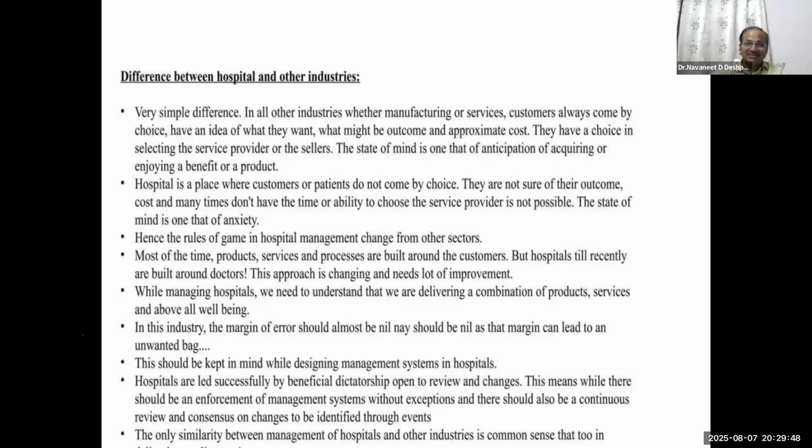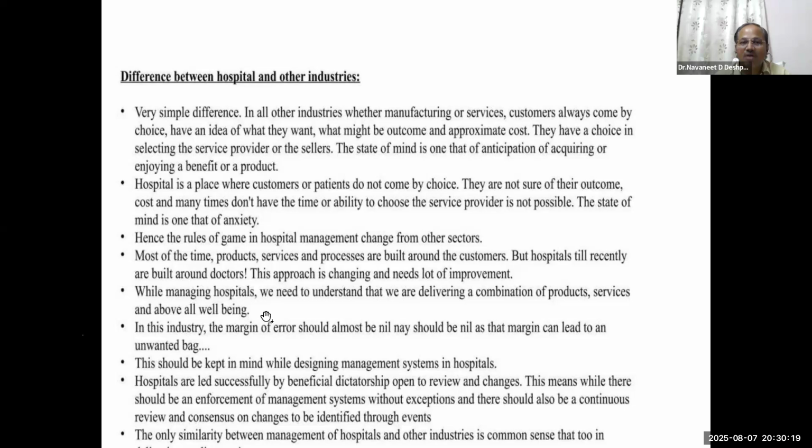It should be patient centric, and it should be centered around all the people who are in the ecosystem, all the stakeholders involved, especially the ones who need immediate care and attention. So this approach is changing and needs a lot of improvement. So your role will be to manage the hospital. We need to understand that we are delivering a combination of products, services, and above all the well-being of the people. So the well-being of the people has to be assured.